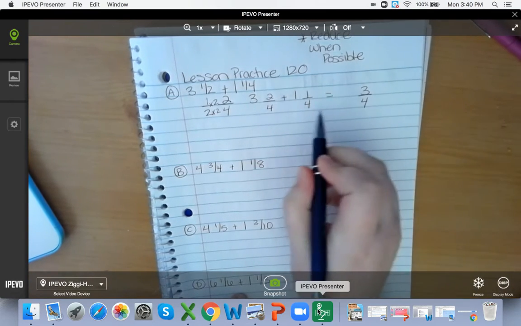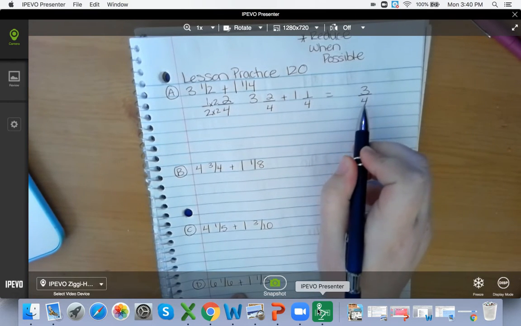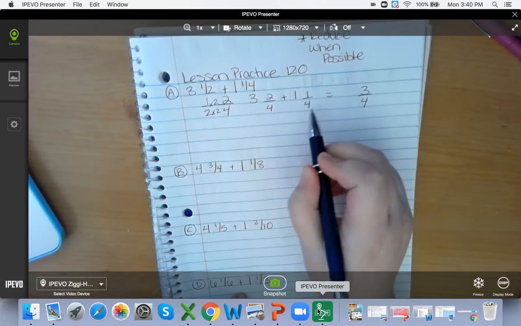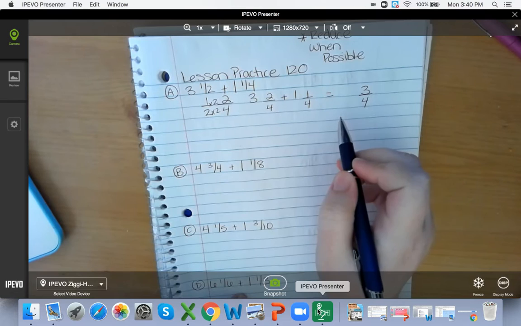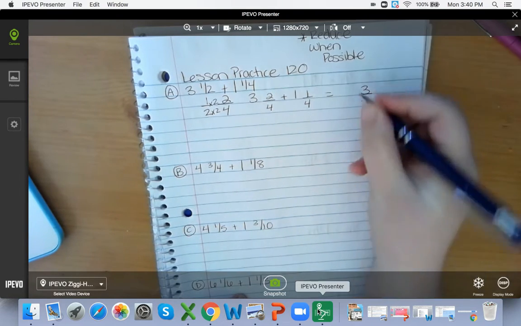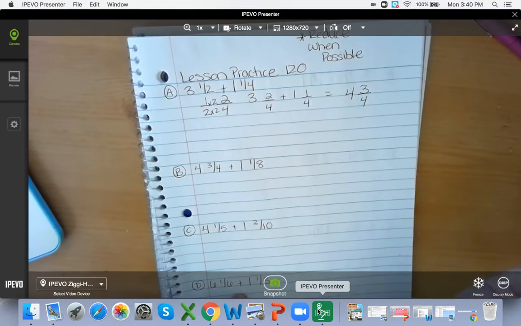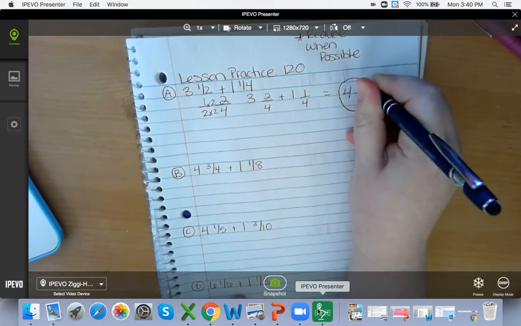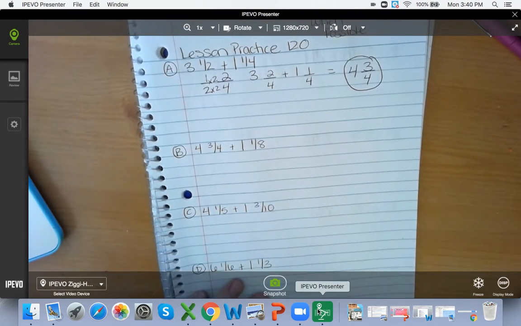And now that's not going over 4/4. If it does go over 4/4, I need to go back and check to make sure that I can correctly add my whole numbers in there. So now I'll just take my whole numbers, 3 plus 1, and that is my final answer because 3/4 cannot be reduced down any further. So I'll circle it. All right, let's go down to B.